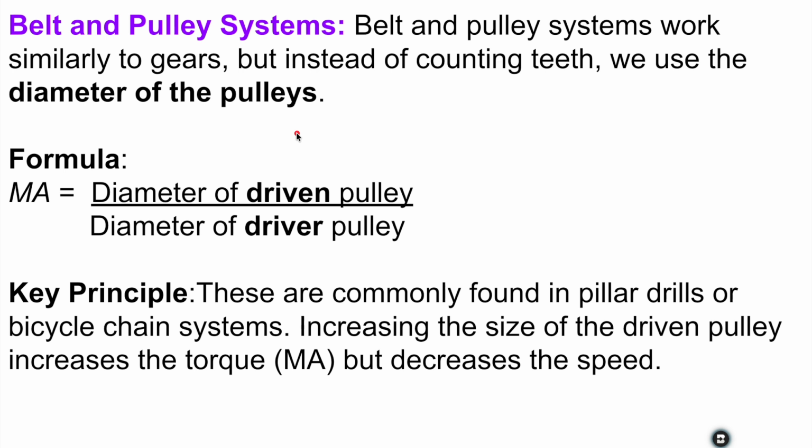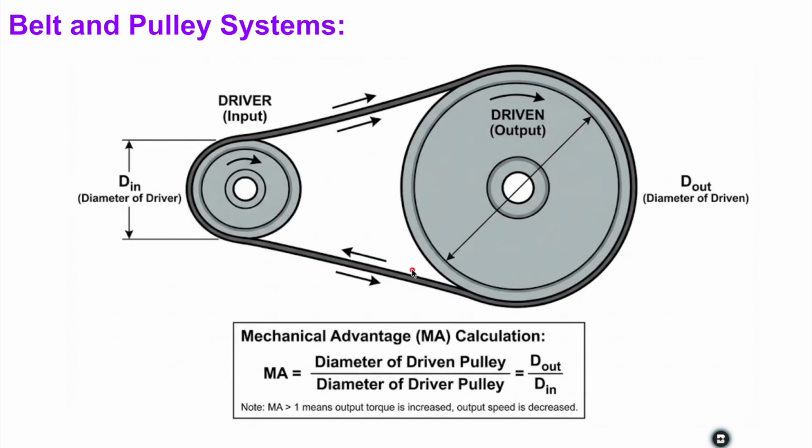For belt and pulley systems, they work similar to gears, but instead of counting teeth, we use the diameter of the pulleys. So the mechanical advantage is going to be the diameter of the driven pulley over the diameter of the driver pulley. These are commonly found in pillar drills or bicycle chains. Increasing the size of the driven pulley increases torque, but decreases speed. And here you go. This is a picture of that.